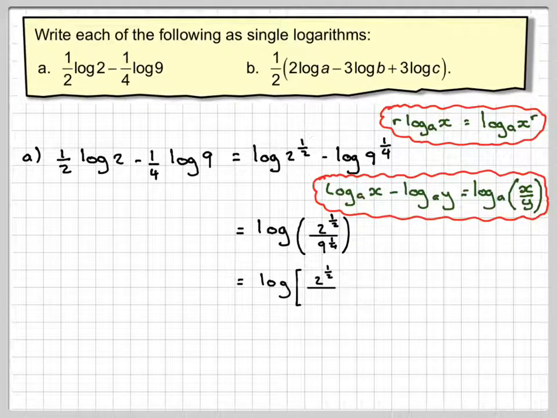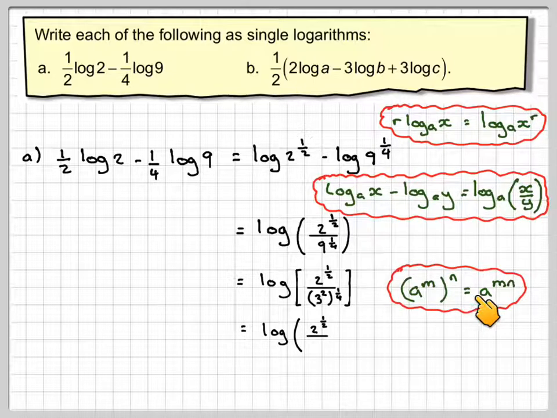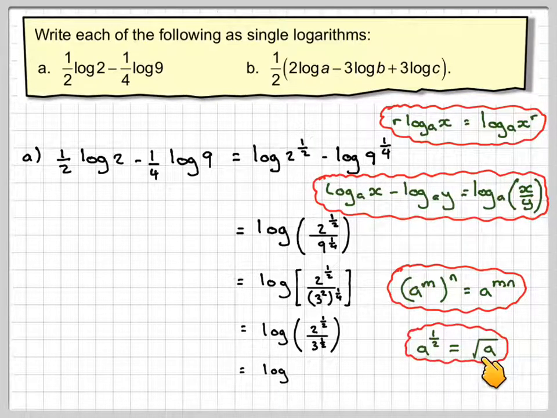Carry on. Now 9 can be written as 3 squared, so we'll write that as 3 squared, now still to the power of a quarter. If we apply the rule of indices, a to the m to the n is a to the mn, so 3 to the power of 2 times a quarter, which 2 times a quarter is a half. This will become 3 to the power of a half. Now, because they're now both a half, same power, this can now be written using a to the half is root of a, square root, log of the square root of 2 over 3. So this is now what's known as a single logarithm.